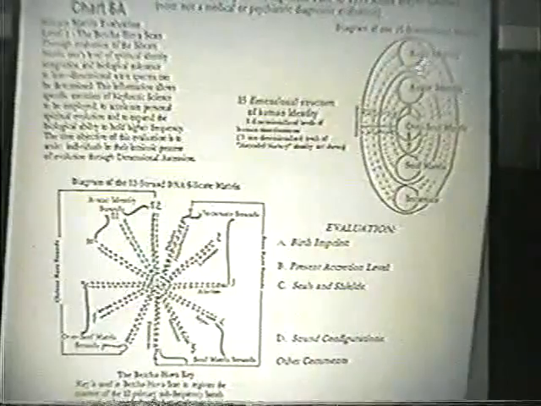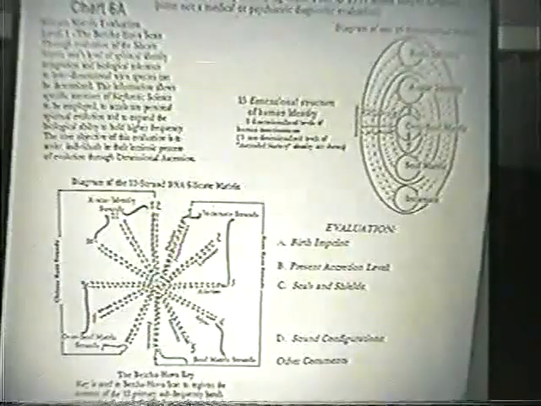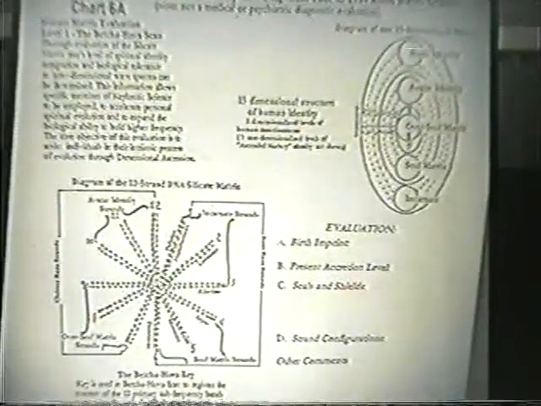So I wanted you to understand the correspondence between the DNA and the levels of identity and the 15-dimensional matrix and the chakras and all the things that plug into that. Okay.